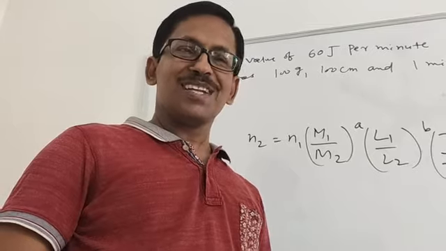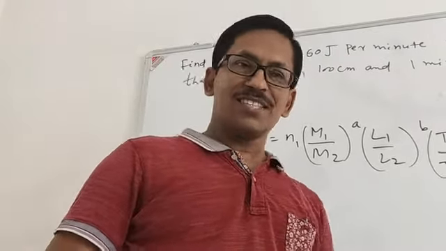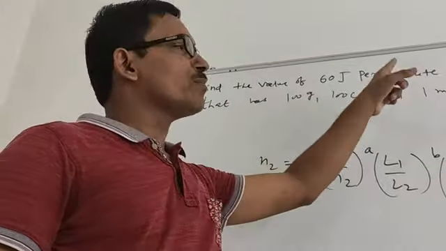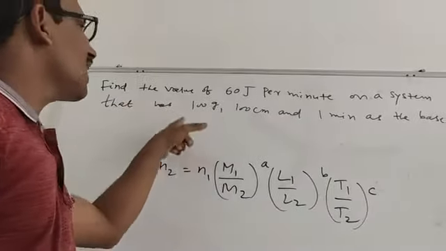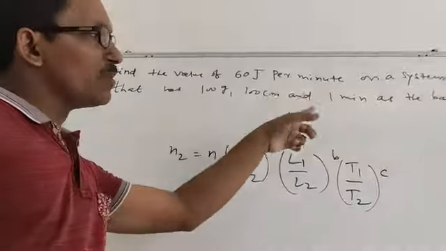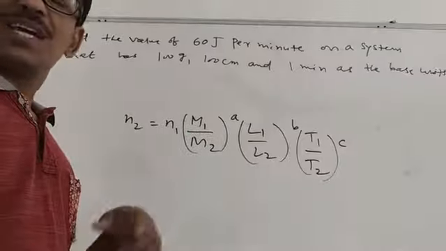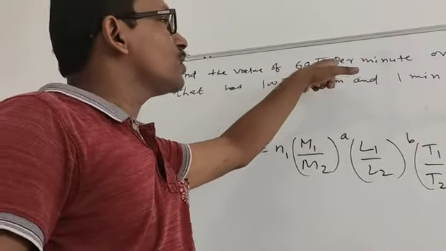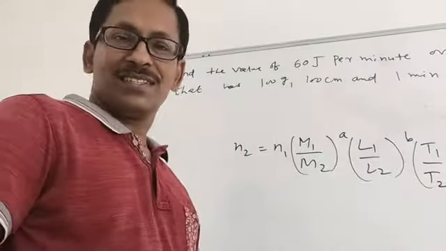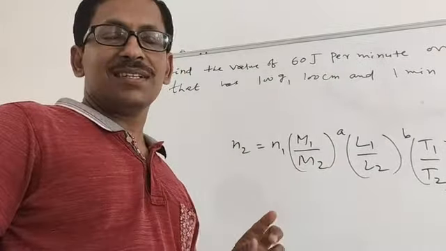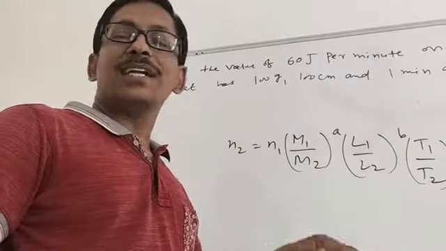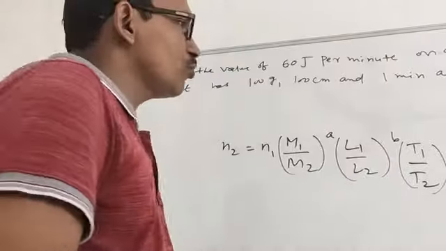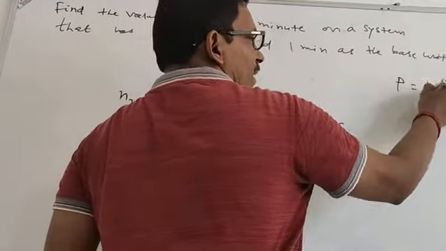Now let us solve another question based on this application. Suppose it is given, find out the value of 60 joule per minute on a system that has 100 gram, 100 centimeter and 1 minute as the base units. Base units means fundamental units. The value of the physical quantity given is 60 joule per minute. Joule is the unit of work, minute is the unit of time. Work by time, what is the physical quantity? The physical quantity is power. You know power equals work by time.